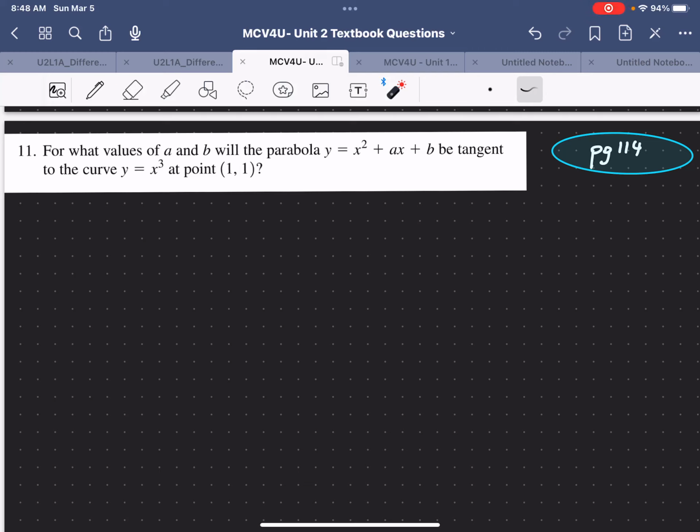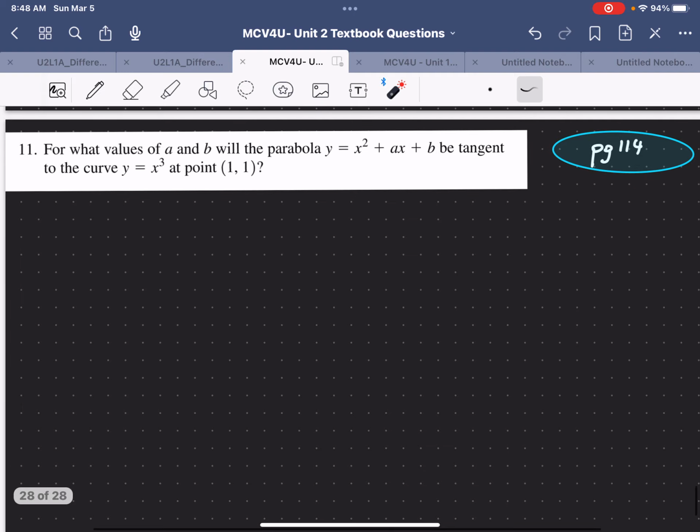We'll continue with a textbook question from page 114, number 11. So let's read the question first. For what values of a and b will the parabola y equals x squared plus ax plus b be tangent to the curve y equals x cubed at point (1, 1)? So a lot of things going on here, so we're going to slow down and write the information down first.